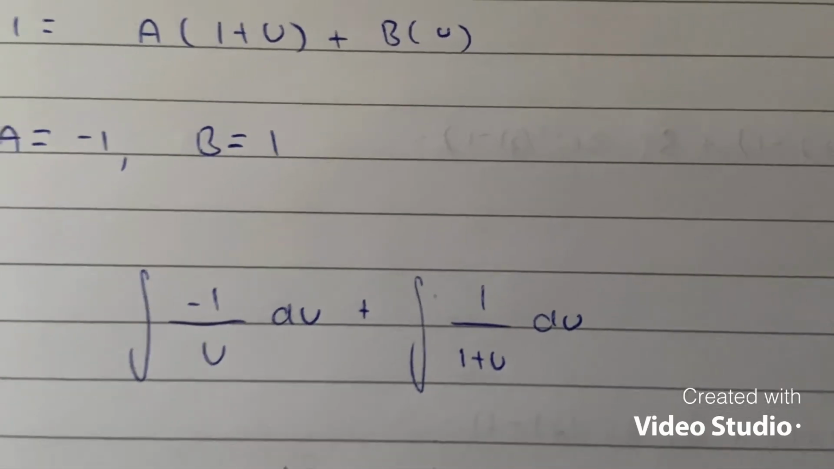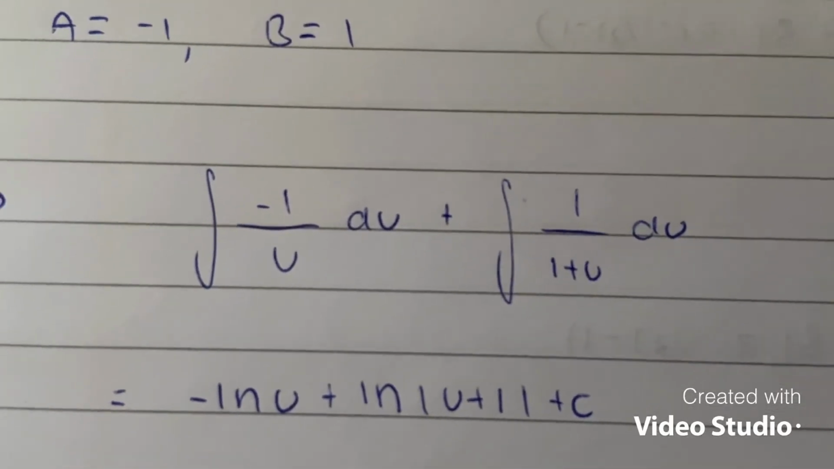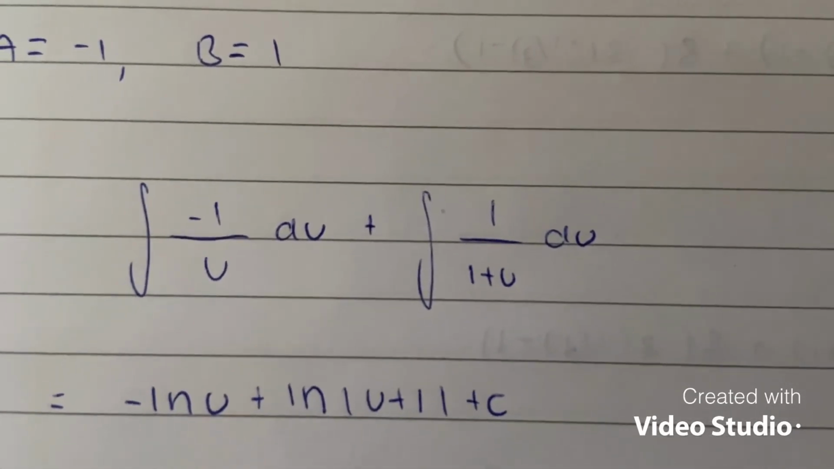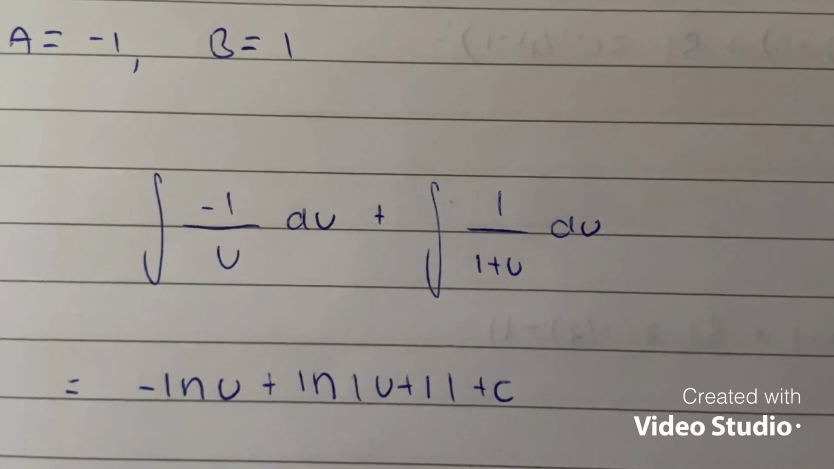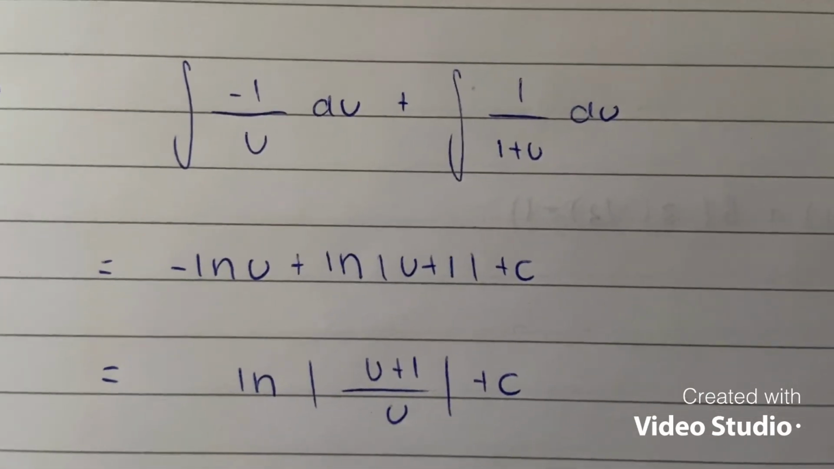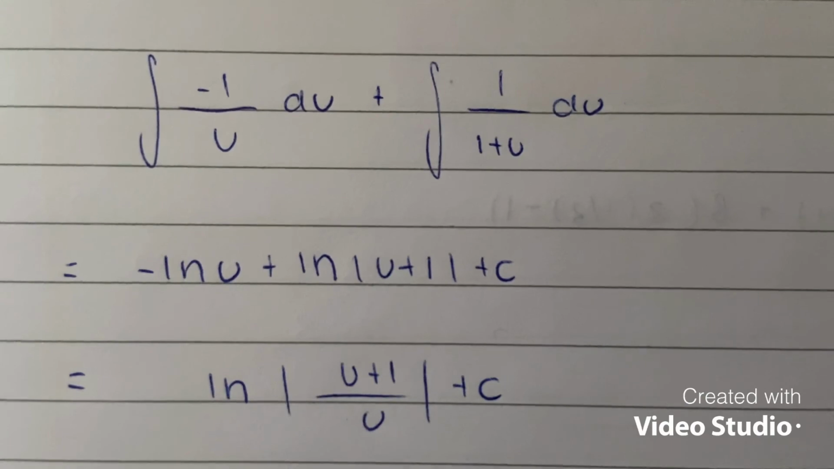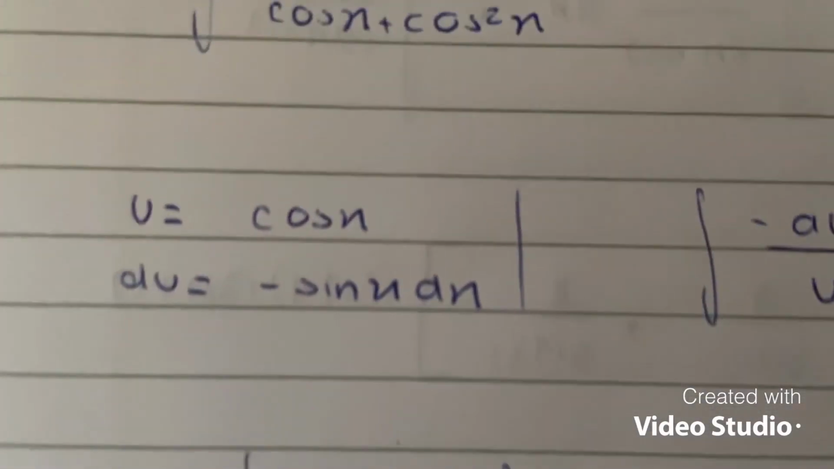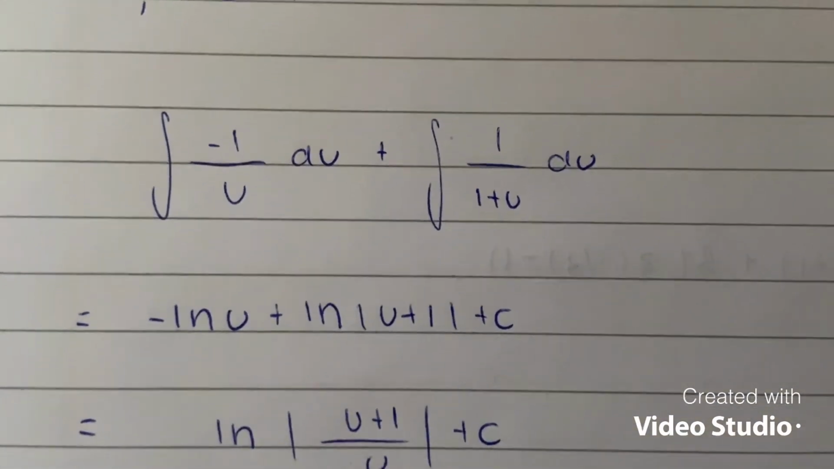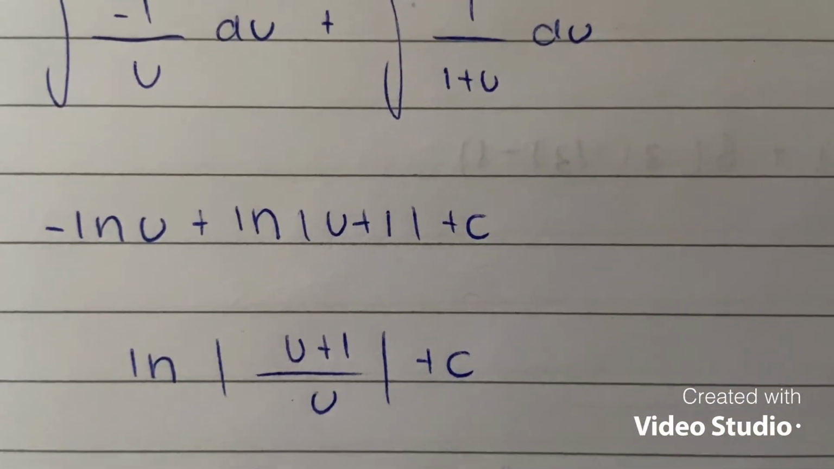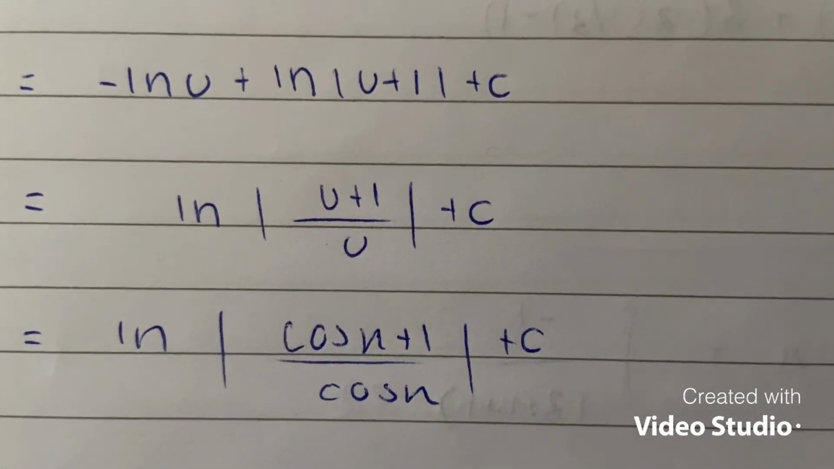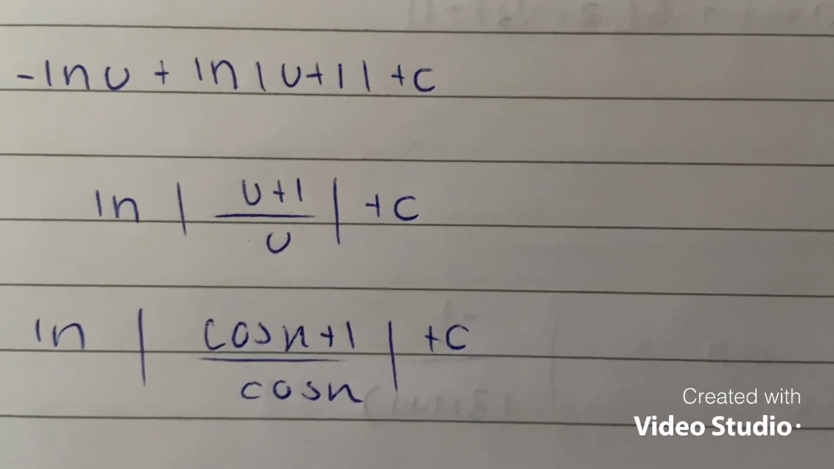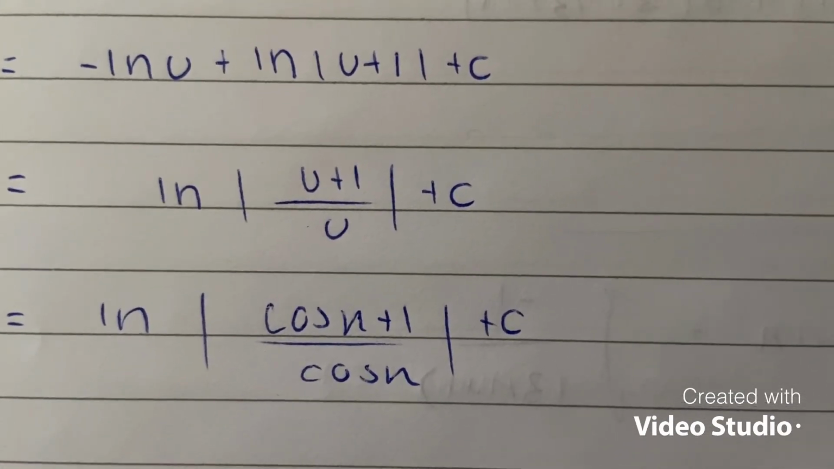And then you're going to integrate. Negative 1 over u is basically negative ln u, and then here again it becomes ln of u plus 1, and then don't forget your c because this is indefinite. And then using the properties, it becomes (u plus 1) over u, and now your u is cos x, so you're going to substitute your u into the equation, and you get ln of (cos x plus 1) over cos x, plus c. So that's how you do 25 to 32.